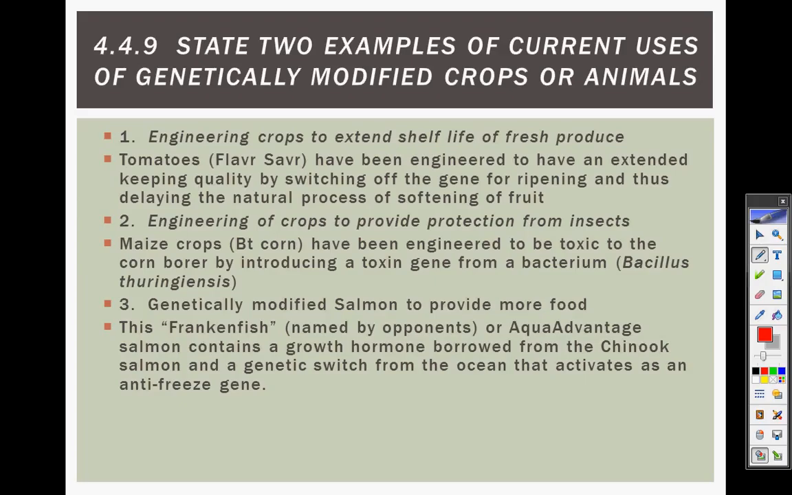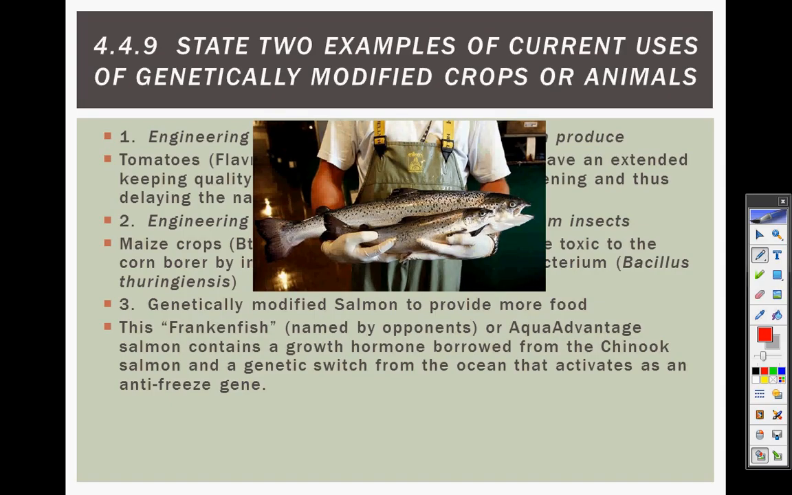All right, and then we have the frankenfish. Anybody hear of the frankenfish? Genetically modified salmon to provide more food. The frankenfish, named by opponents, or aqua advantage salmon, contains a growth hormone borrowed from the Chinook salmon and a genetic switch from the ocean that activates the antifreeze gene.